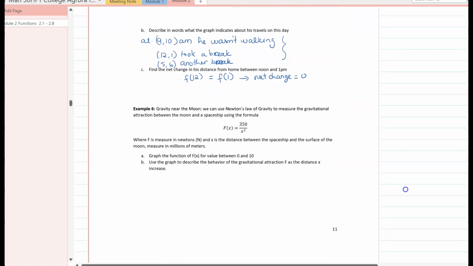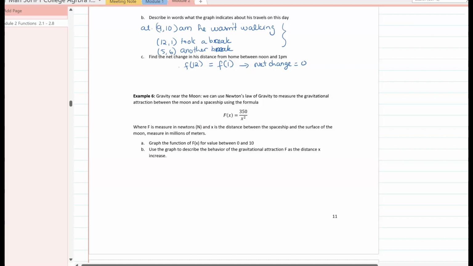For gravity near the moon, we can use Newton's law of gravity to measure the gravitational attraction between the moon and a spaceship using this formula: f of x equals 350 divided by x squared, where f is measured in Newtons and x is the distance between the spaceship and the surface of the moon measured in millions of meters. Graph the function f of x for values between 0 and 10. Then use the graph to describe the behavior of gravitational attraction f as the distance x increases.